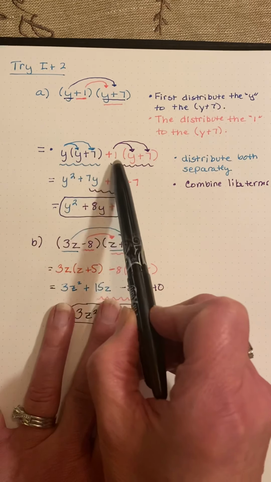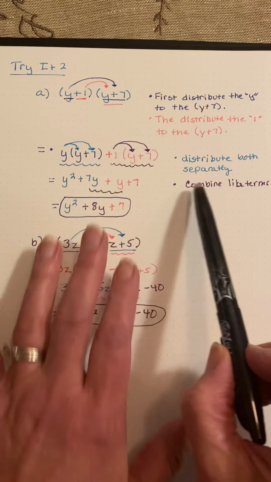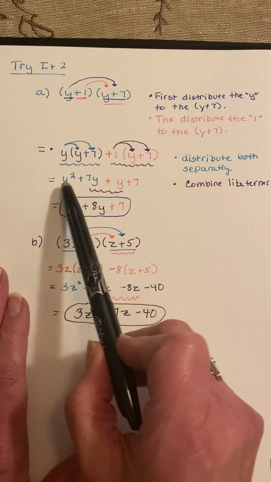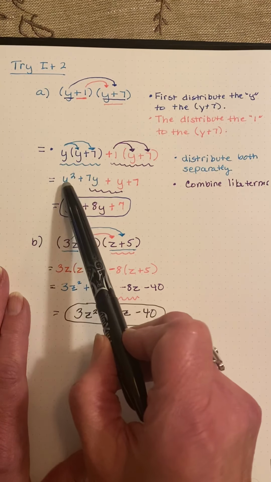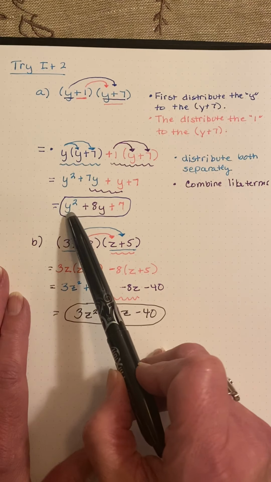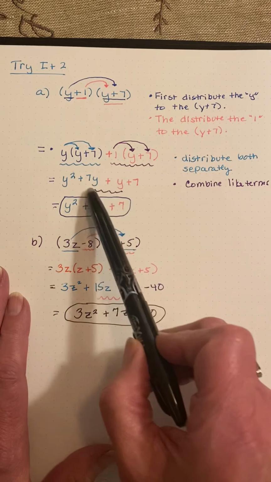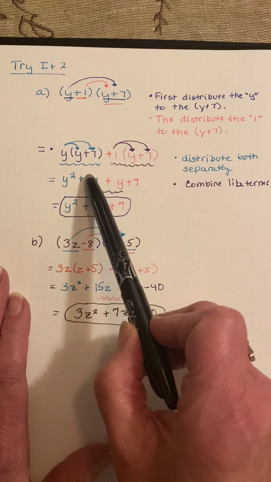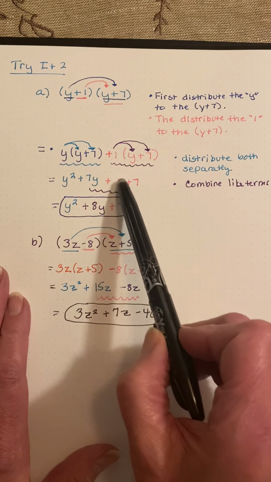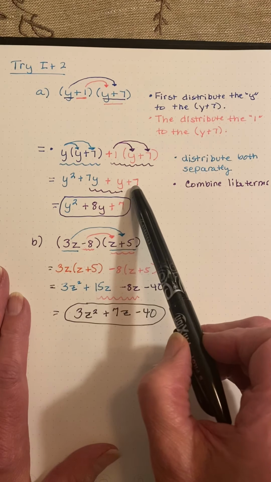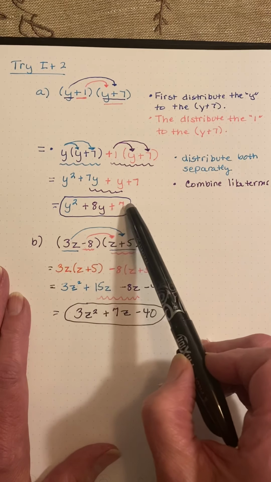You first distribute this and then you distribute that. Now you can combine any like terms you may have. I have only this value that is y to the second, so that stays y to the second. Then I have these two y values. So 7y plus y, which is the same as 1y, is 8y. And then I just have a single number, which is plus 7.